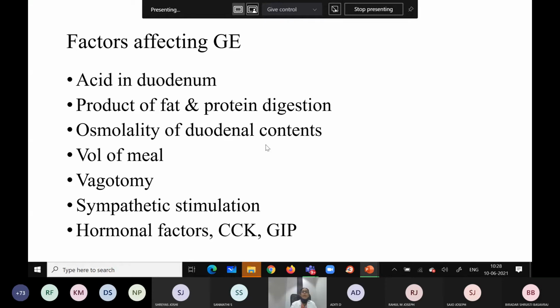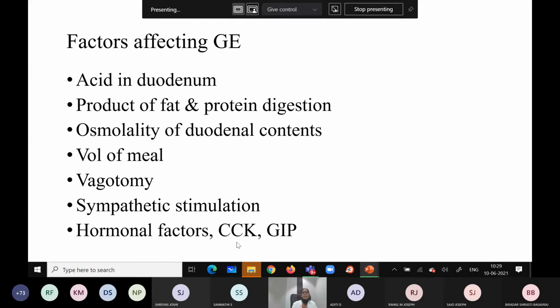Osmolality of duodenal content: if the food is hyperosmolar, this causes distension of the duodenum and prevents gastric emptying. If the food is hypoosmolar, shrinkage occurs, and this may lead to emptying of the stomach. Then the volume of meal: if the volume of meal is too much, gastric emptying will be delayed. If vagotomy has been done, gastric emptying will be delayed. Sympathetic stimulation delays gastric emptying, whereas vagal stimulation enhances gastric motility and emptying.